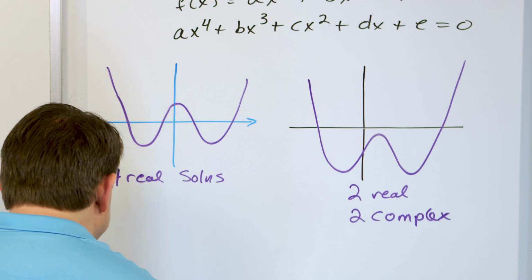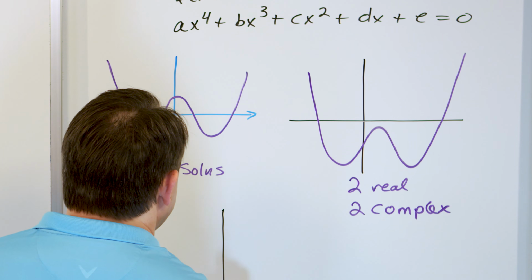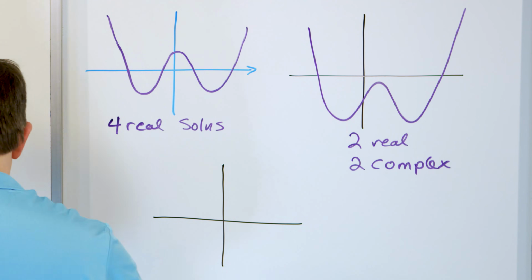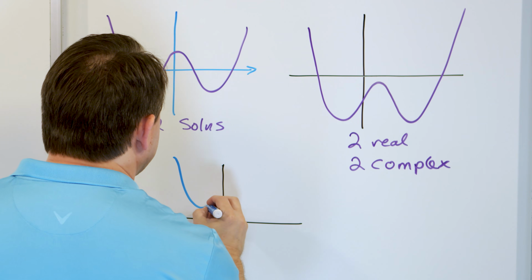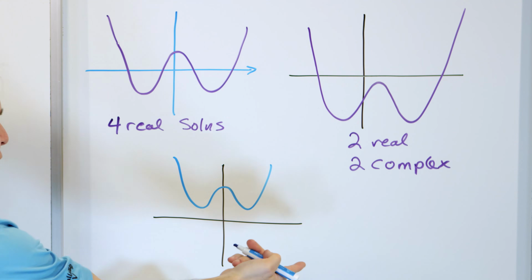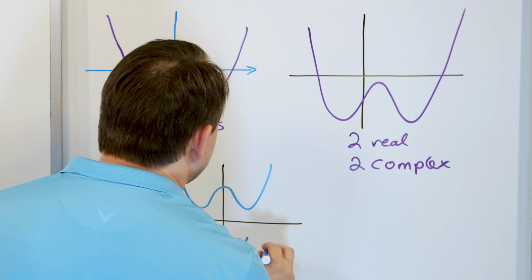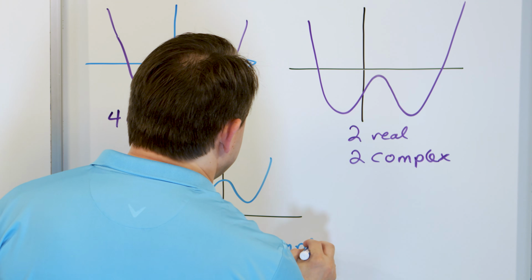And then we have the final case, which I want to talk to you about. And then we're basically almost to the end of all this stuff. The final case, if the quartic actually goes down, then up, then down, then up, but we never had any crossings at all, then we would have 4 complex solutions.